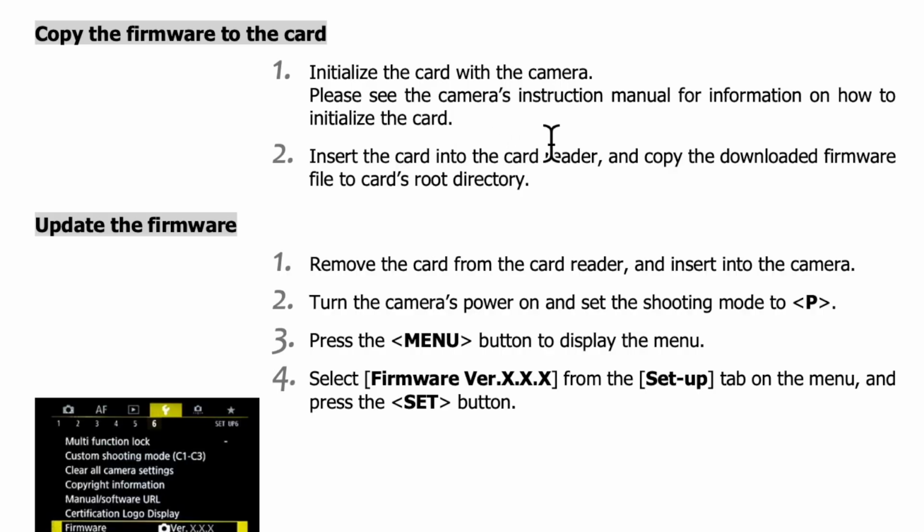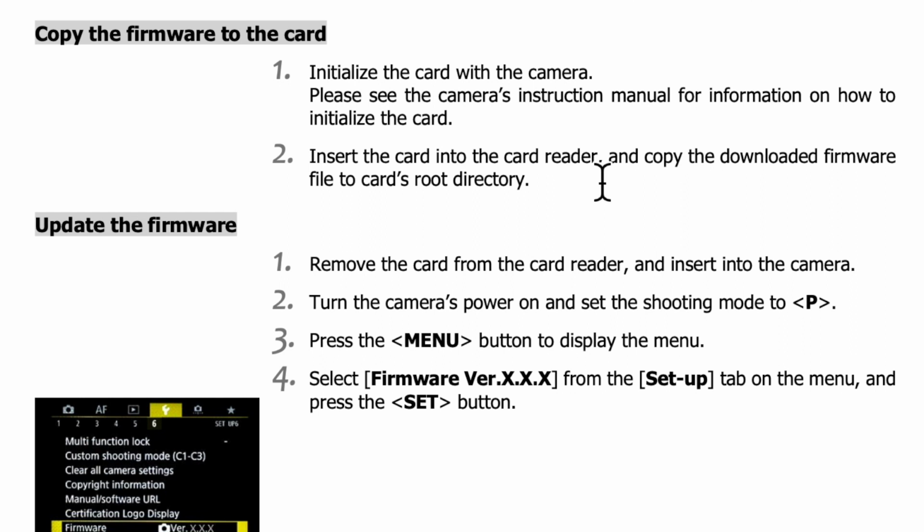So this is a manual process where you copy the file onto your memory card. To do that, you have to initialize the card with the camera. That means you have to put a plain card into the camera and switch it on for the first time. So there will be two folders created in it, and then you have to go ahead and copy the file into its root directory. I will show this ahead.